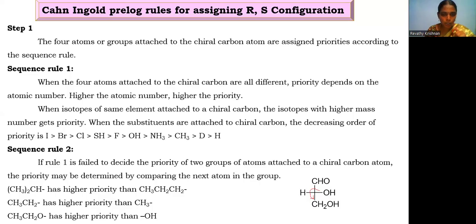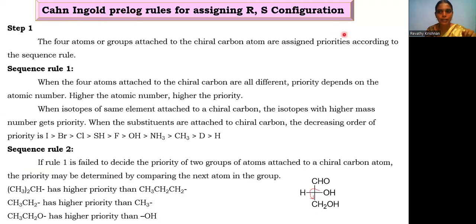For assigning the RS configuration for a chiral compound, we should follow the CIP rules. The CIP rules are the Cahn, Ingold, Prelog rules. By following these rules, we can assign the RS configuration very easily. It consists of only two steps.